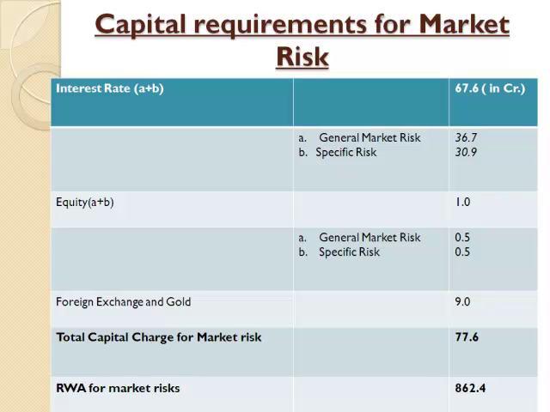Capital requirement of market risk. Here we have interest rate, which consists of general market risk and specific risk. General market risk amounts to 36 crores and specific risk is 30.9 crores. So in total, interest rate risk is 67.6 crore. Equity consists of the same general market risk and specific risk. General market risk amounts to 0.5 crores and specific risk amounts to 0.5 crores, which in total amounts to 1 crore and is called equity. We have foreign exchange and gold, that is 9 crores. In total, the capital charge for market risk is 77.6 crores. The risk-weighted asset for market risk is 862.4 crores. This is what we were talking about, the capital requirement for market risk.